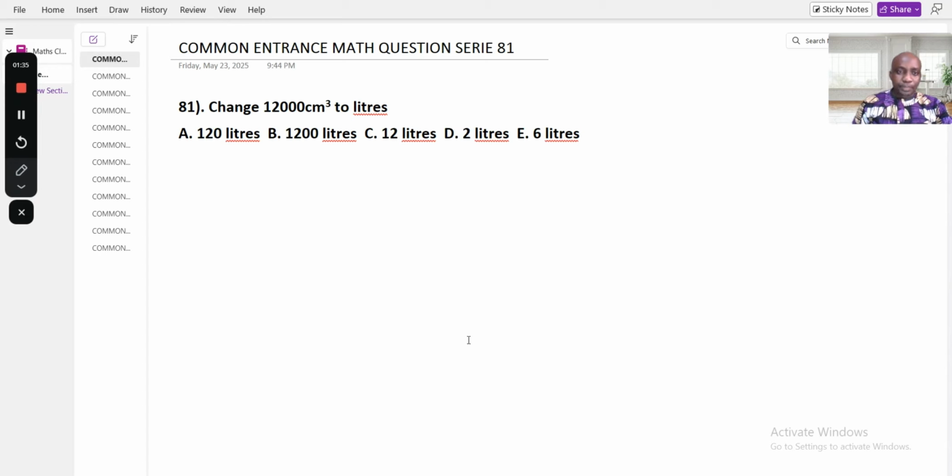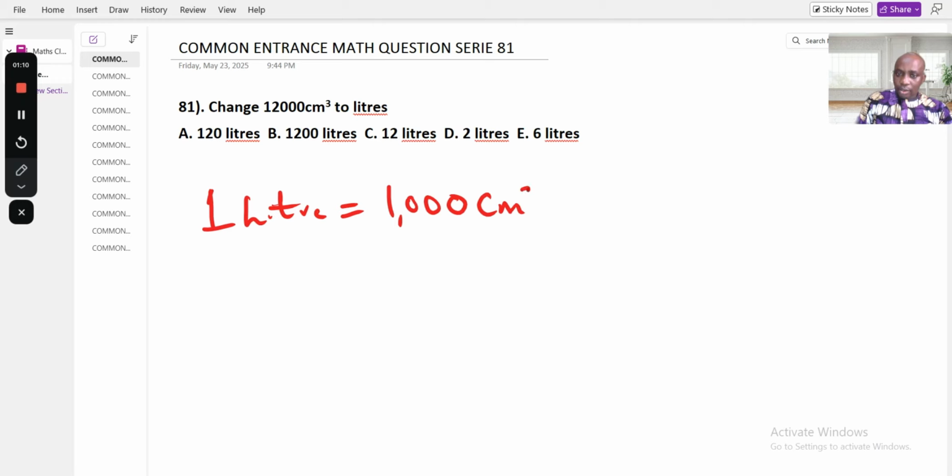Question 81. Change 12,000 cm³ to liters. What is 1 liter equivalent to in cm³? It means that 1 liter equals 1,000 cm³. Now let's convert this 12,000 cm³ to liters.